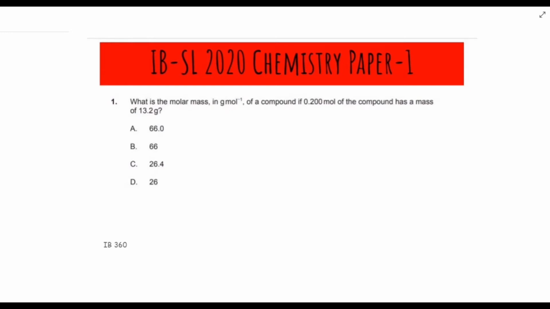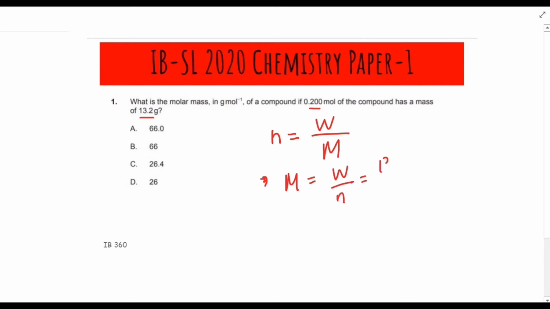In this question, we were asked the molar mass of a compound if 0.2 moles of the compound has a mass of 13.2 grams. We know that to calculate the number of moles, we have to divide the given weight by the molar weight of the compound. So molar weight is basically given weight divided by number of moles. Given weight here is 13.2 and number of moles is 0.2. Upon simplification, it comes out to be 66 grams per mole. That is option B.